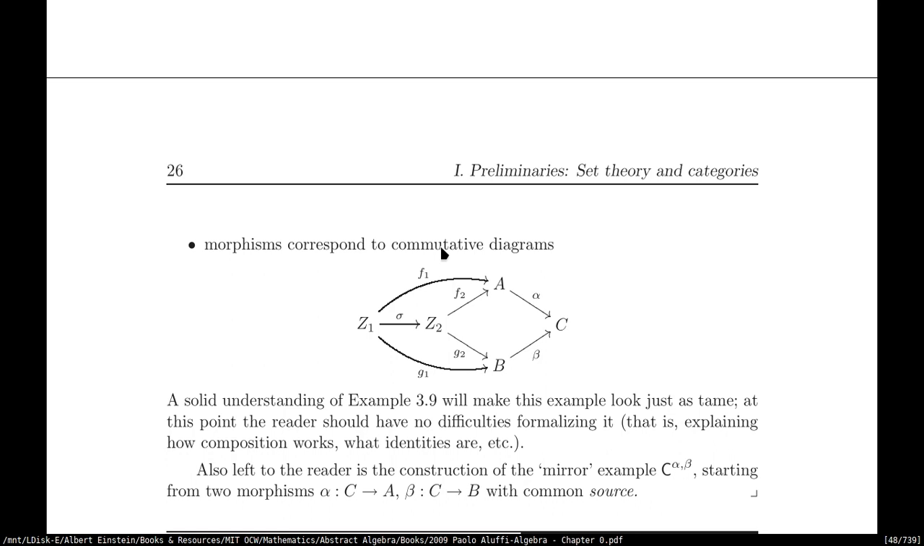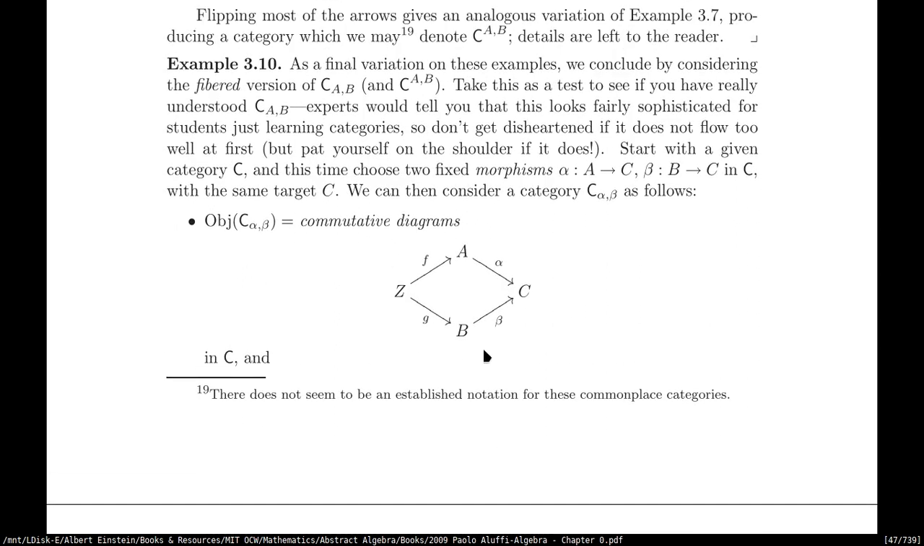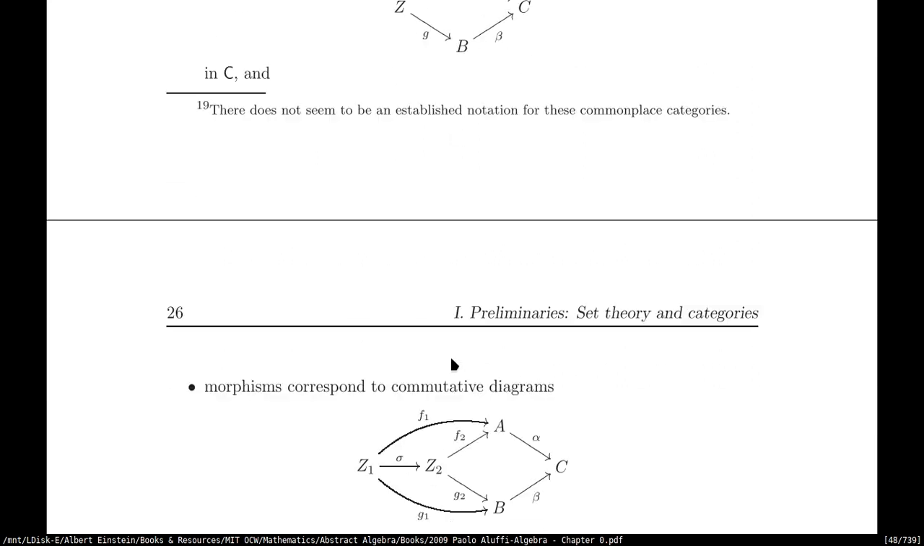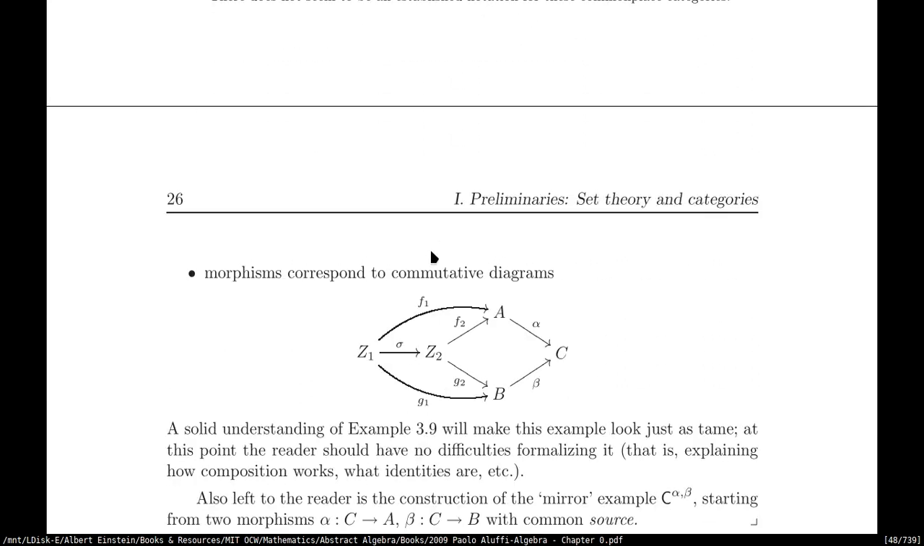And for the identity, it would be just the identity on Z. Instead of Z1 and Z2 in the picture, both would be Z, with sigma being the identity in the original category, so it will be just 1 sub Z.